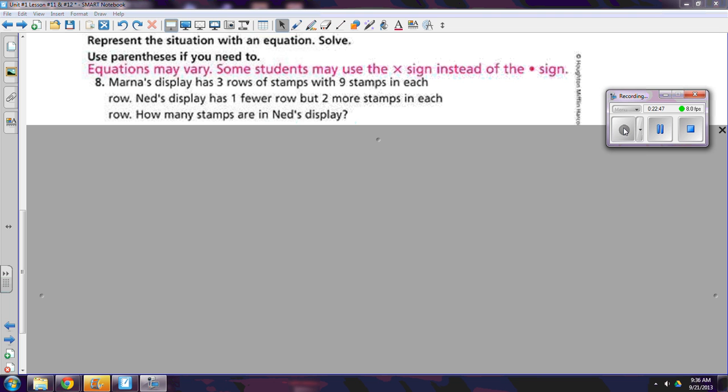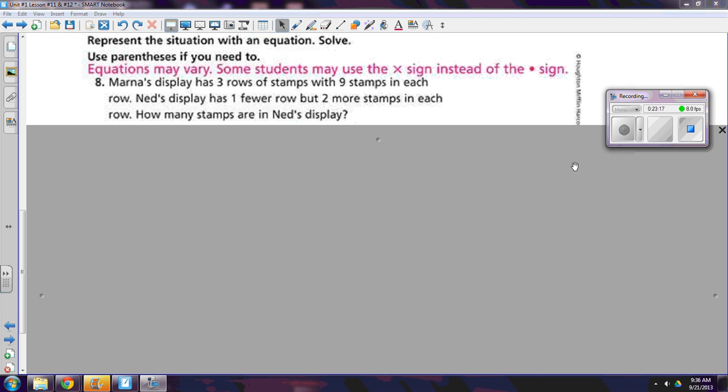Okay, and then look at number 8 here. It says represent the situation with the equation, solve, use parentheses if needed. And then it says equations may vary. Some students may use the X sign instead of the dot that represents multiplication. Marna's display has 3 rows of stamps with 9 stamps in each row. Ned's display has 1 fewer row, but 2 more stamps in each row. How many stamps are in Ned's display?